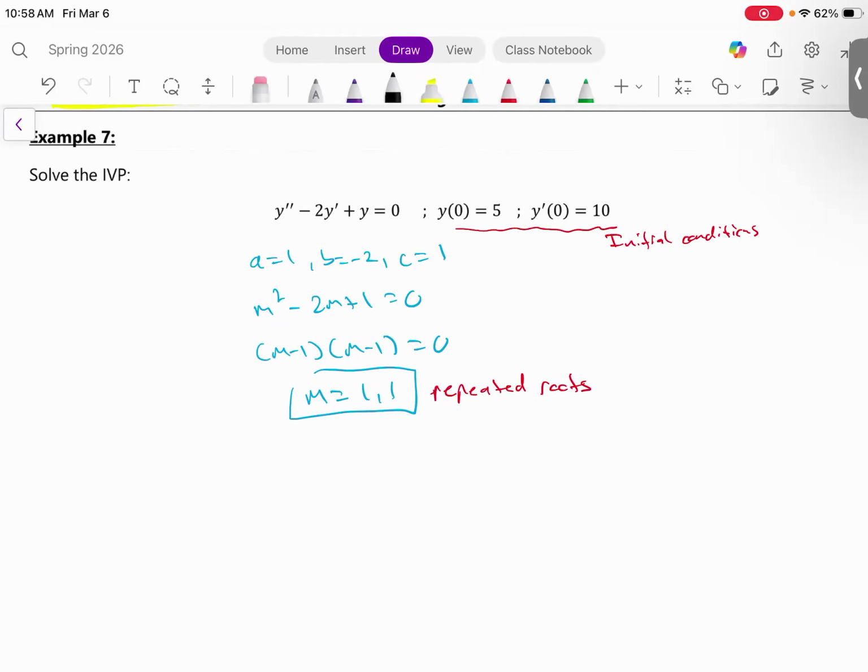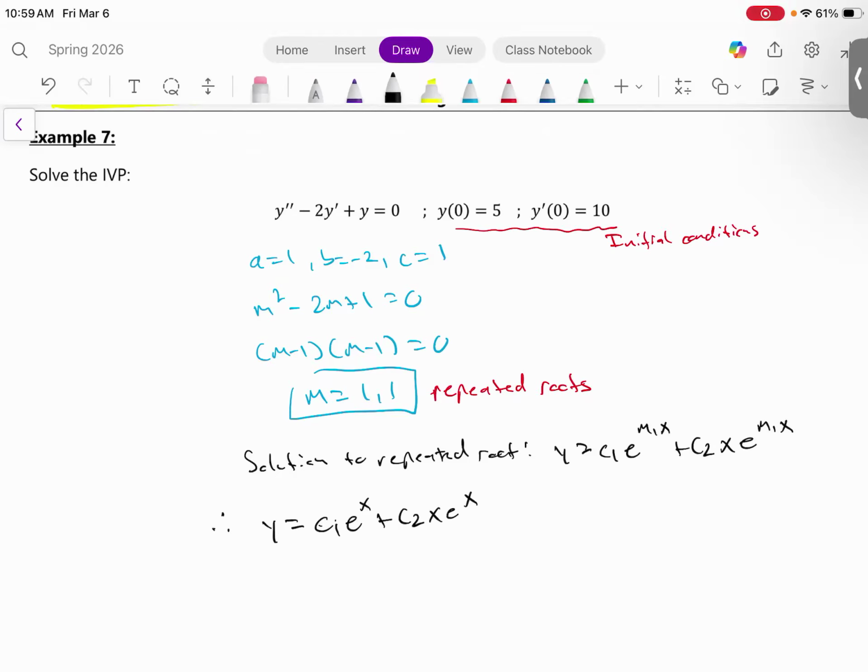And so remember that the solution to a repeated root auxiliary equation is y equals c1 e to the m1 x plus c2 x e to the m1 x. And so therefore my solution here is just going to be c1 e to the x, because it's just 1, plus c2 x e to the x.